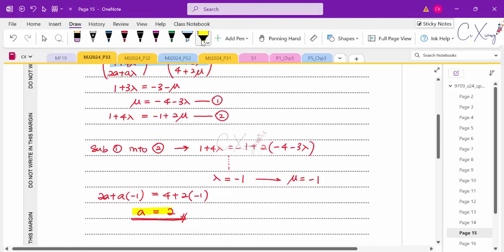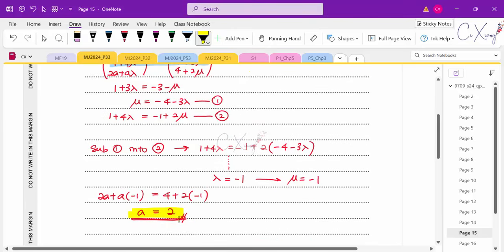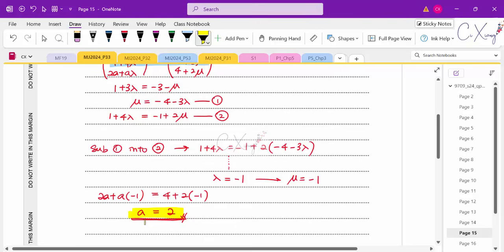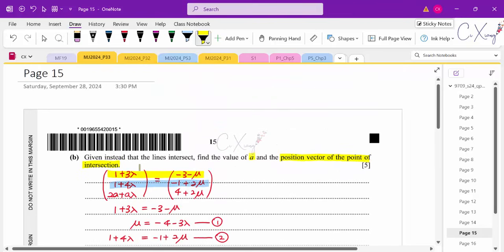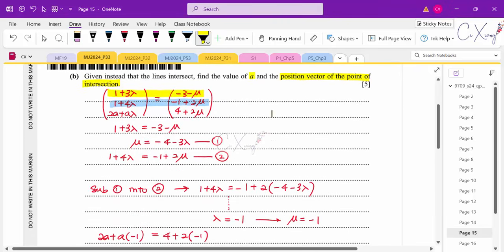Then how can I find the intersection point for the line? To find the intersection point, you can substitute lambda or mu or a back into any of the equations. So for me, I will substitute the mu inside this second equation here, I'll get a point directly. If let's say you want to substitute it here, then you have to use two answers, which is lambda equals -1 and also a equals to 2. No matter which equation you're using, the final answer will always be the same for the intersection point. So to be easier, I will substitute it into this mu equation.